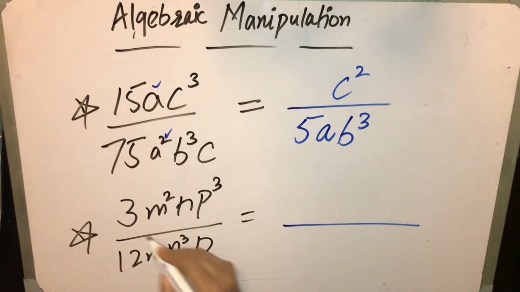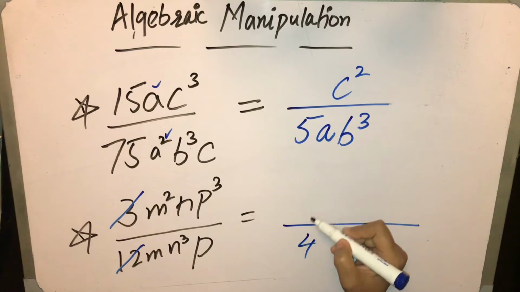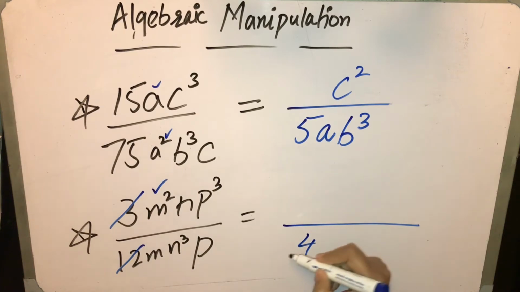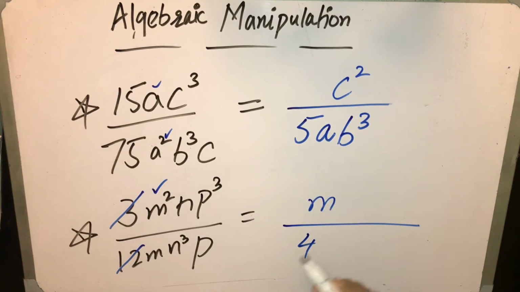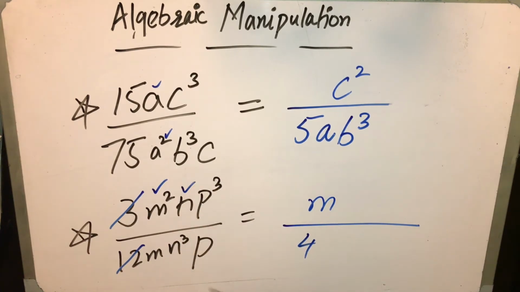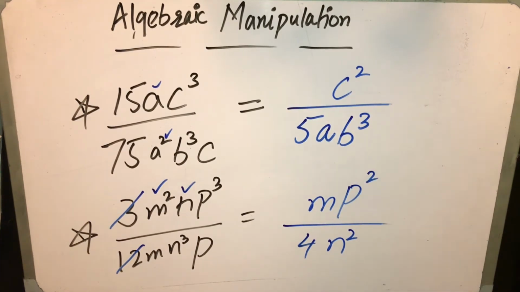Come here. 3 four times 12. There is no need to write 1 1 and then 4. For m, there are 2 m's in the numerator, 1 in the denominator, so 2 minus 1, 1 m is here. There is 1 n in the numerator, 3 in the denominator, so n power 2 will be left in the denominator, and p power 2 will be left in the numerator. Simple addition and subtraction of the powers.